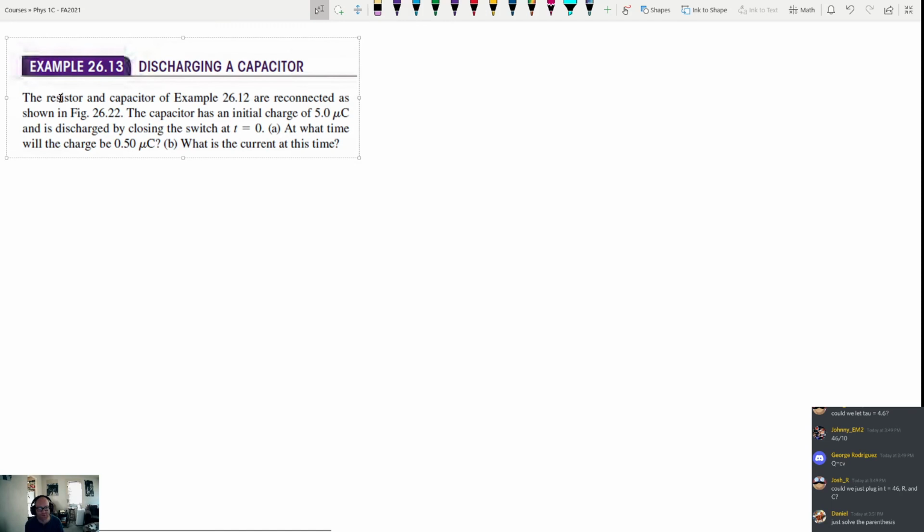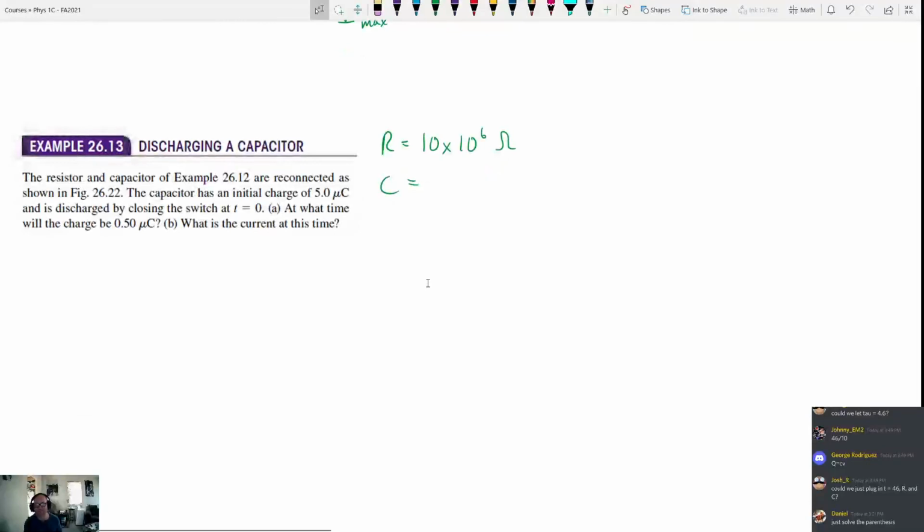All right, it says the resistor and capacitor of the example we just did. So let's put the numbers down again. Resistance equal to 10 times 10 to the 6th ohms. Capacitance equal to 1 times 10 to the minus 6 farads. And now what we're given, it says the capacitor has an initial charge of 5 microcoulombs and is discharged by closing the switch at t equal to 0. At what time will the charge be equal to 0.5 microcoulombs? So we now know Q max is equal to 5 microcoulombs.